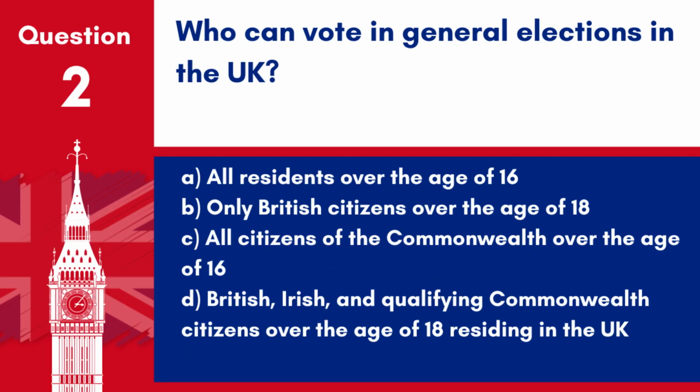Question 2. Who can vote in general elections in the UK? A. All residents over the age of 16. B. Only British citizens over the age of 18. C. All citizens of the Commonwealth over the age of 16. D. British, Irish and qualifying Commonwealth citizens over the age of 18 residing in the UK.